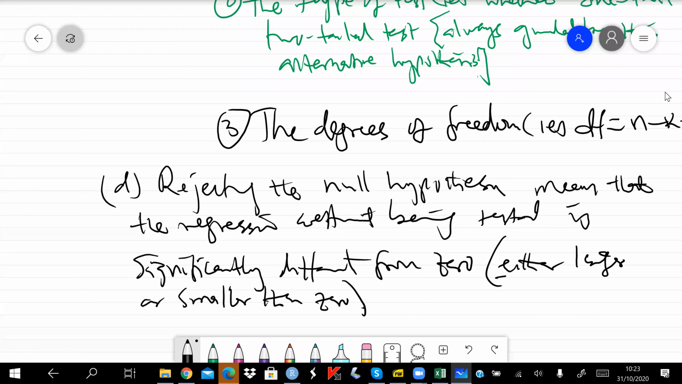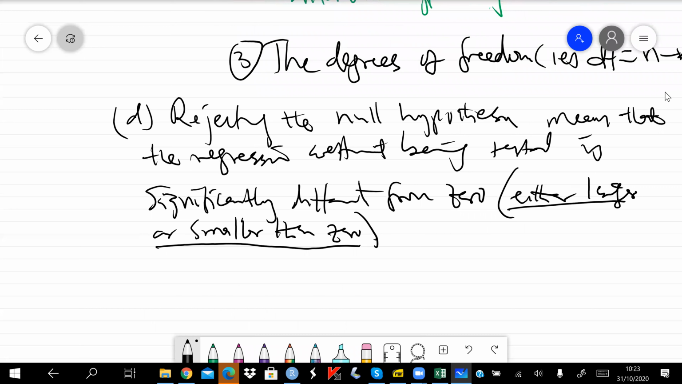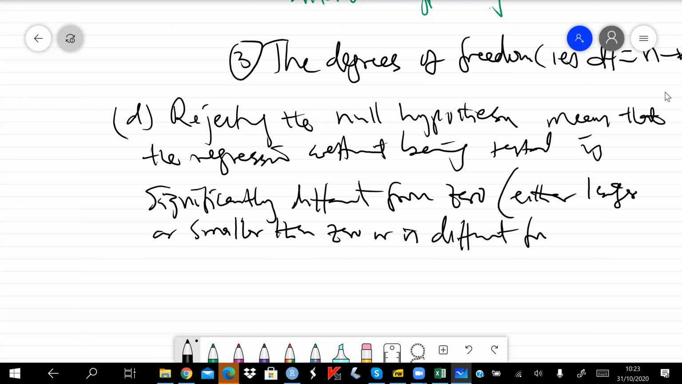So the bit in brackets here will always be guided by the alternative hypothesis that you are trying to test. So either larger than 0 or less than 0, or we can add these, or is different from 0. Because there are times when you're doing the two-tail test. So it's different from 0, either larger than 0 or less than 0. Or we don't care whether it is large or small, but it's just different from 0.